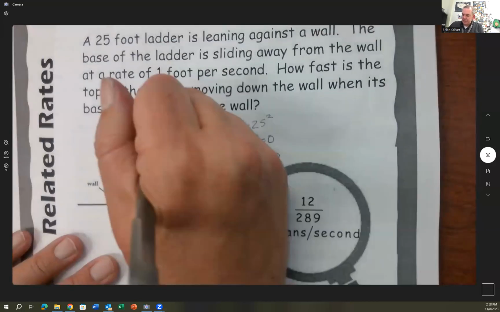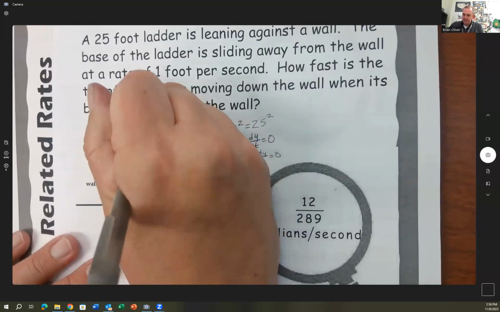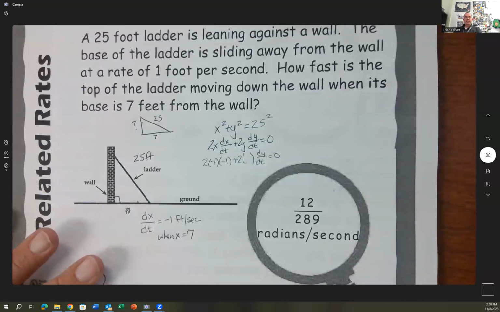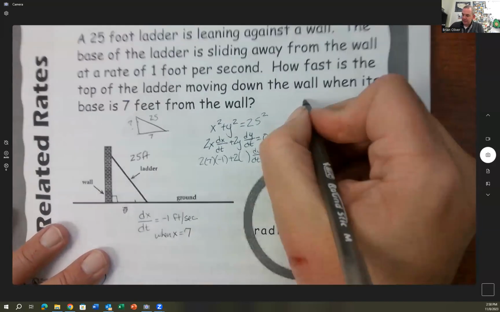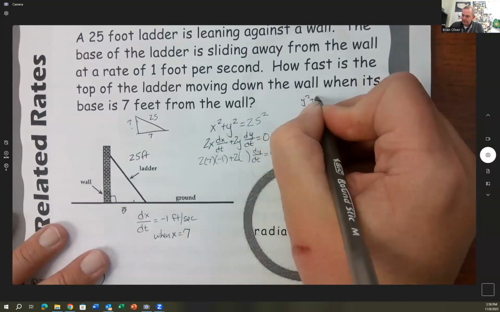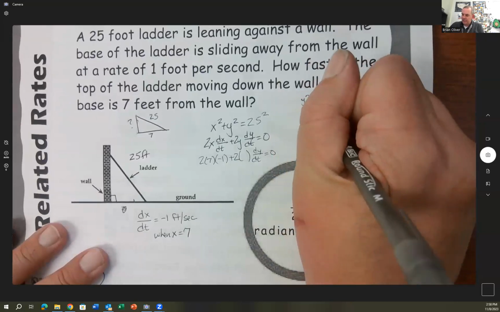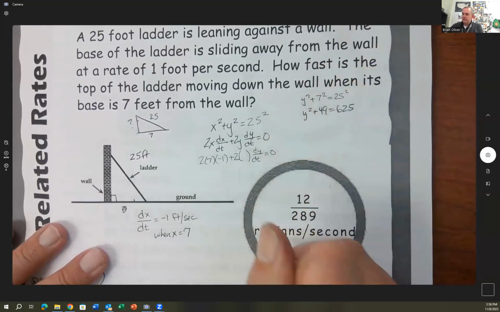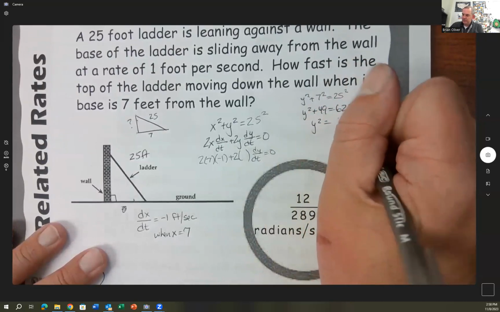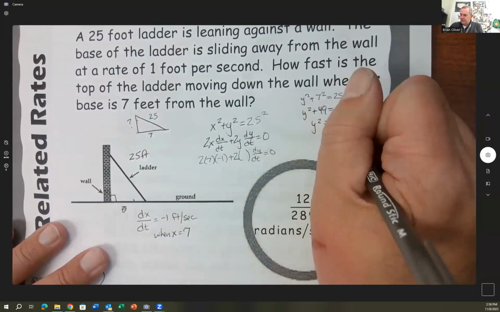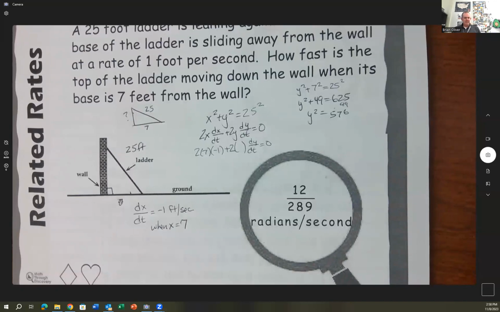So to figure that out, what I actually do is I have a triangle. The hypotenuse is 25. The base is 7. I need to figure out y, so I need to figure out what 25 squared minus 7 squared is, because my y squared plus 7 squared is going to equal 25 squared. So y squared plus 49 is going to equal 625. So y squared is going to equal, what do we get? 625 minus 49 is 576.